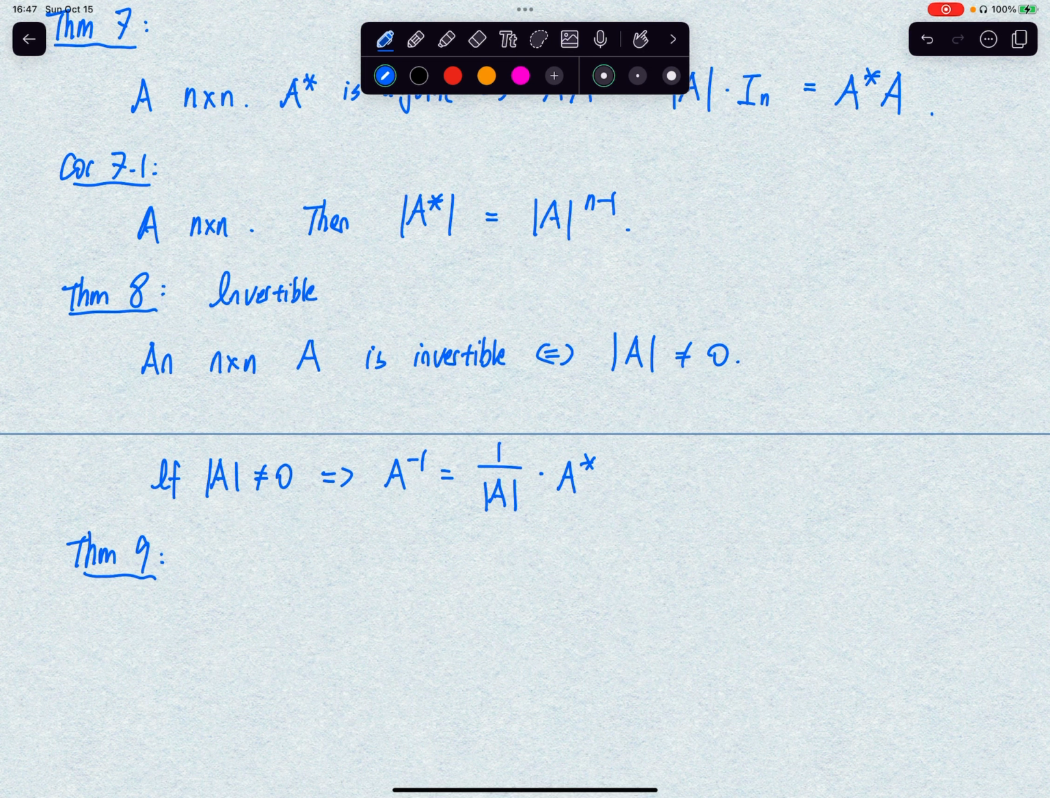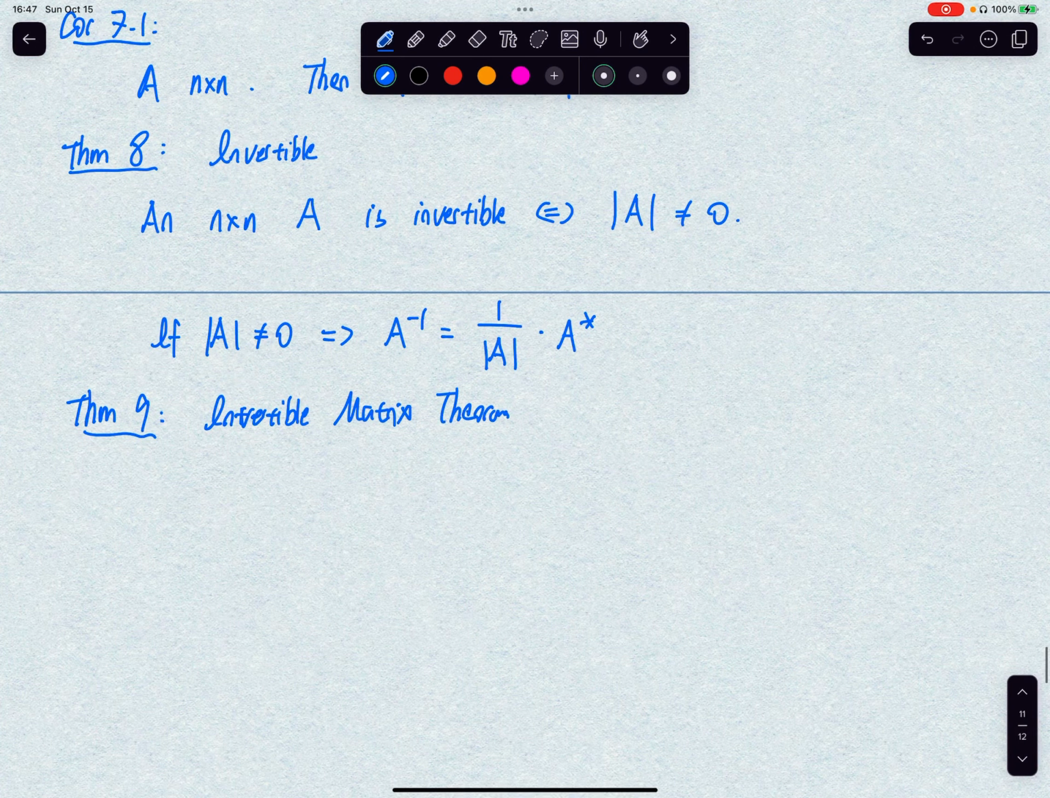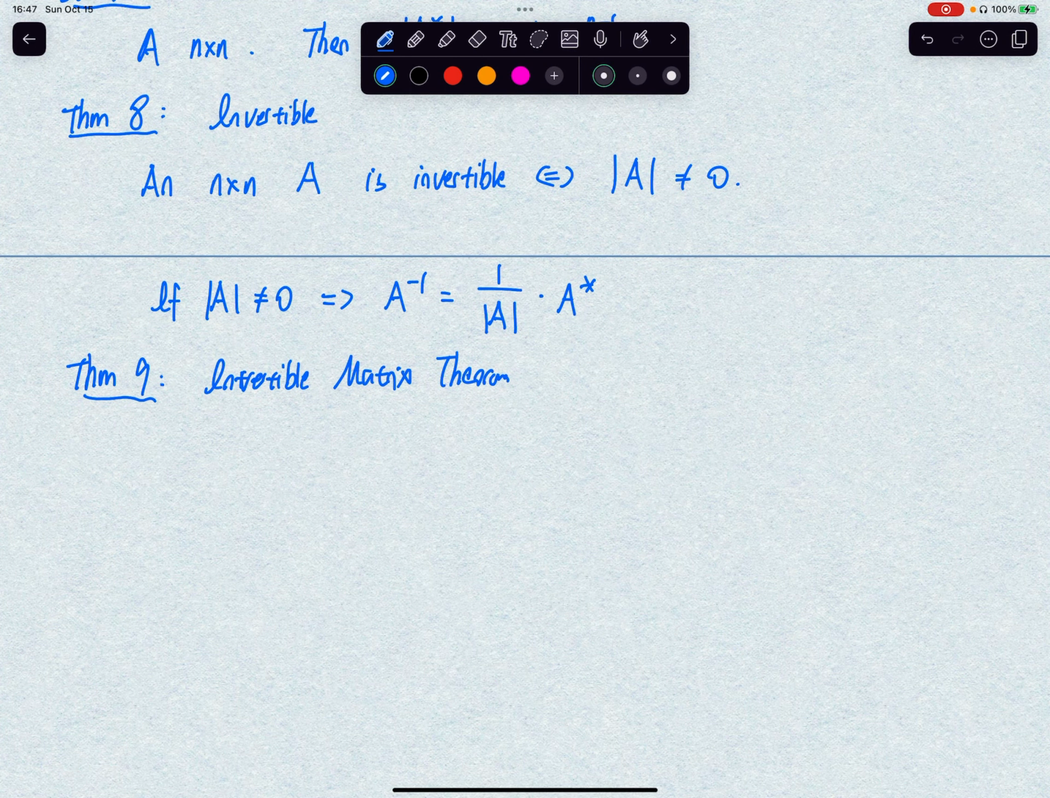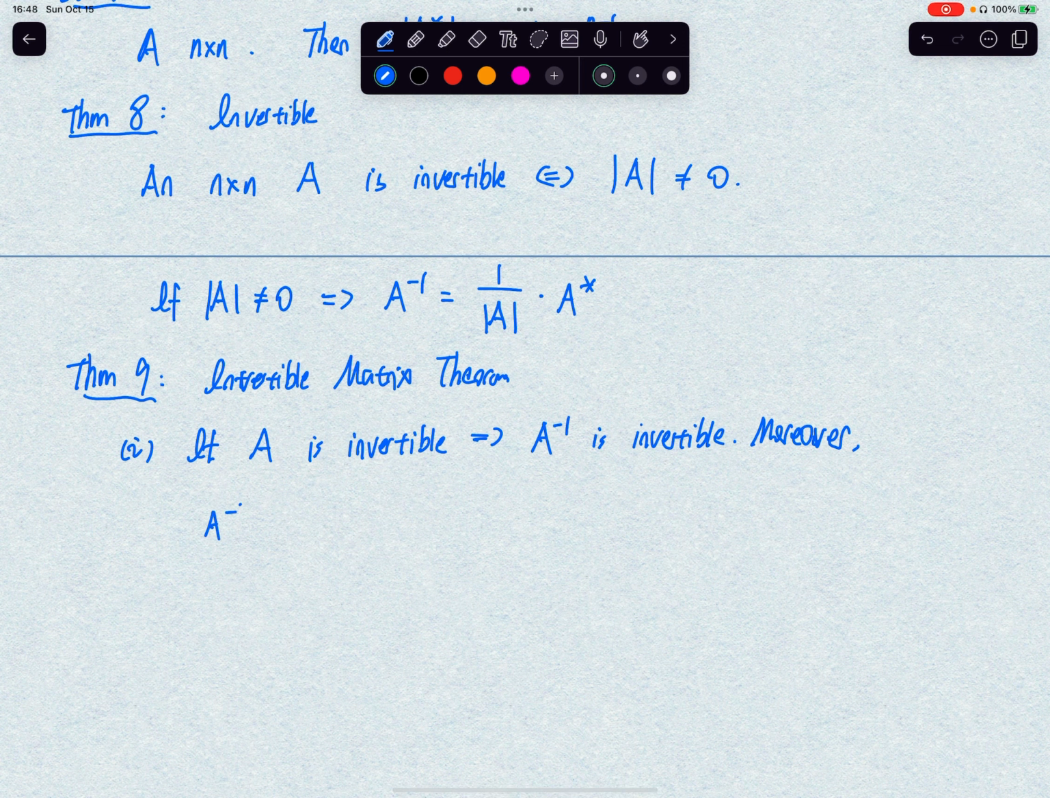And now we shall introduce some properties of the invertible matrix. Firstly, if A is invertible, then A inverse is also invertible. Moreover, we have that the inverse of A inverse coincides with A.